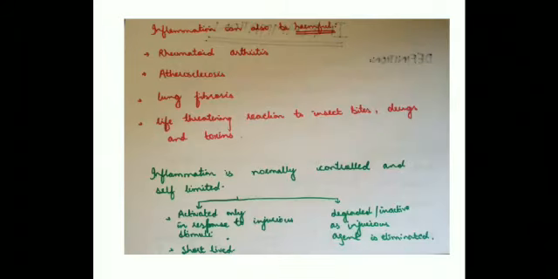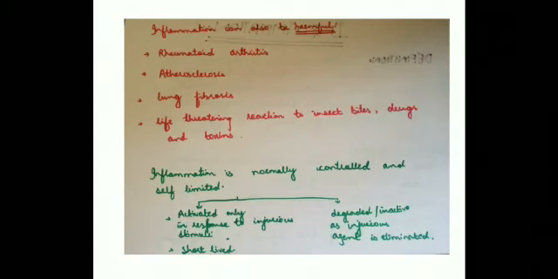As I said, inflammation can also be harmful. Let's talk about the common examples of how inflammation can be harmful. For example, in rheumatoid arthritis, atherosclerosis, lung fibrosis, and life-threatening reactions to insect bites, drugs, and toxins.